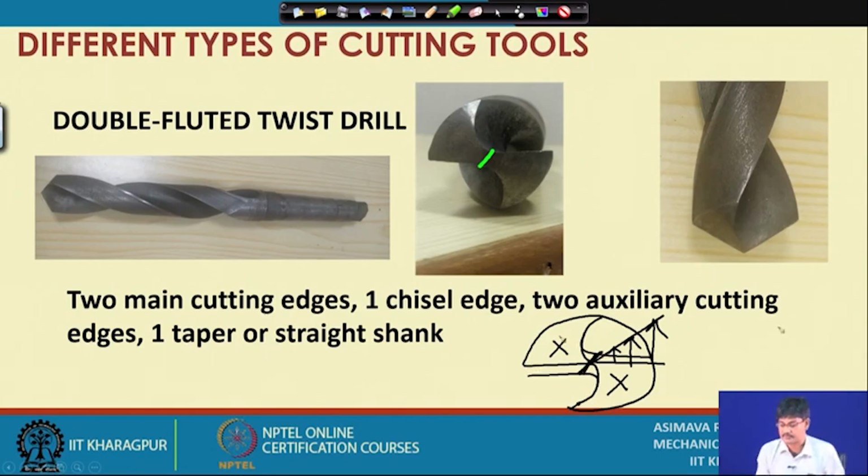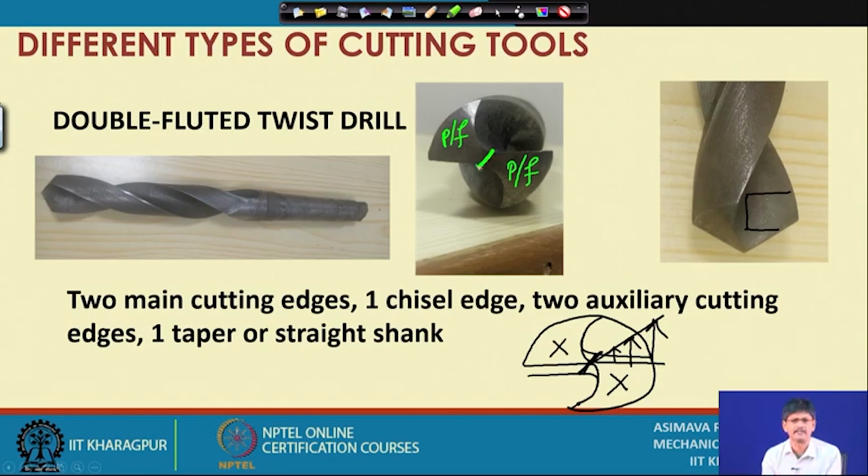What is this surface? Let me draw a fresh figure. What is this surface, for example? This surface, by simulation, is the principal flank. So, this is one principal flank. This is the principal flank, and this is also a principal flank. If these are the principal flanks, they meet together to form an edge.